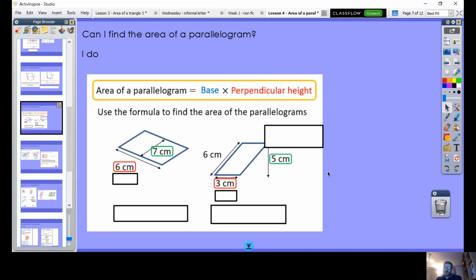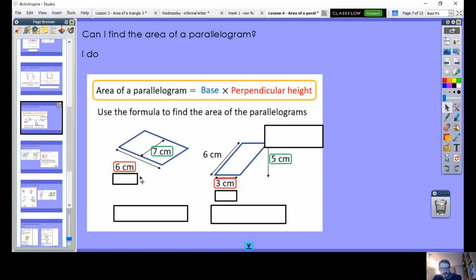So what do we need to make sure we can do? Well, we need to make sure we can identify the base and the perpendicular height. As we said with the triangle, the base can be any side. Any side can be the base, but if you want to calculate the perpendicular height, that has to come from the base, and it has to come from the base to the top of the shape at a right angle.